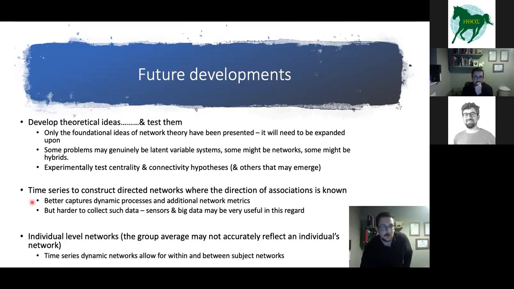I also haven't really talked about directed networks, but when we have time series data, we can estimate directed networks. So we have arrow edges, and these capture the direction of temporal associations, and in a sense, they do capture the dynamic processes better, which really is what network theory is about. It also allows us to estimate some additional types of network metrics which capture that dynamic aspect a little bit better. However, it is harder to collect.